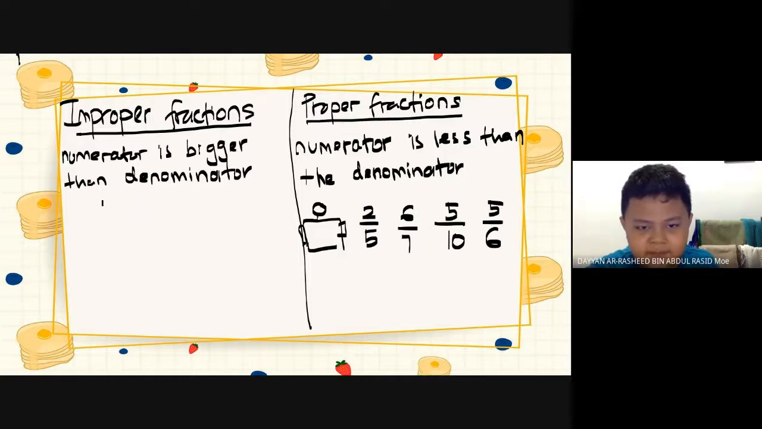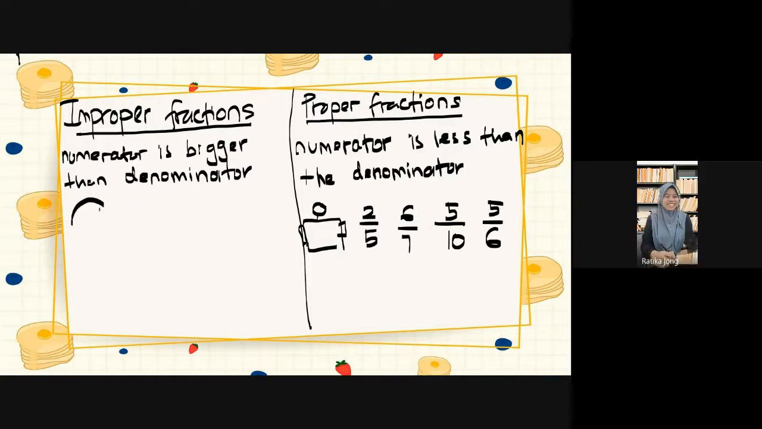Kalau kita nak wakilkan dalam bentuk tubuh badan, what can we say? Kepala besar. Yes. Kepalanya besar, badannya kecil. So this is improper fraction. Tak wajar or tak normal. So kepalanya lebih besar daripada badan. So nombor di atas tu lebih besar daripada nombor di bawah.